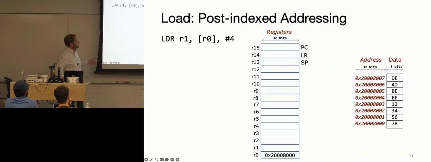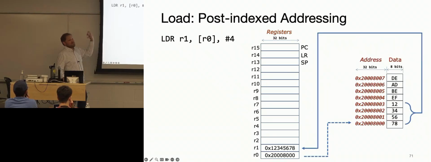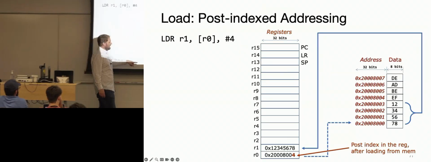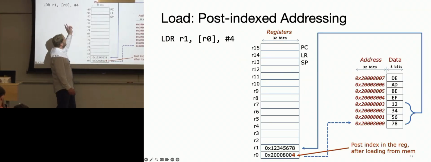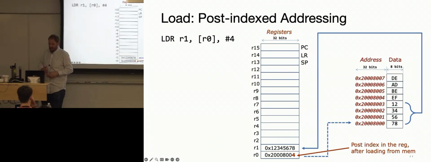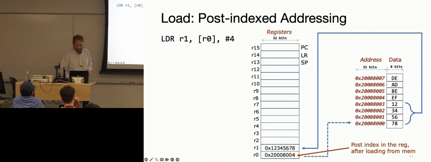And finally, post-indexing, we're going to go to that value. So we're going to go to 8,000. We're going to get a word's worth of data, bring it back. And then when we're done, we're going to go in post, edit that register, and increment it to 4. So you can imagine that if you're iterating through loops, right, you want to keep track of where you're pointing at. These are useful tools for loading and storing information and keeping track of those iterations.